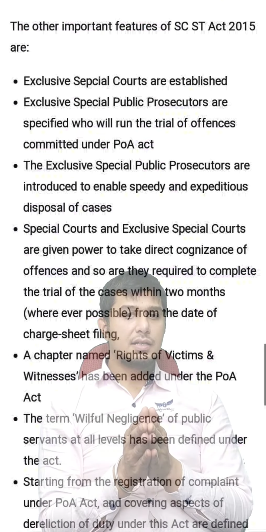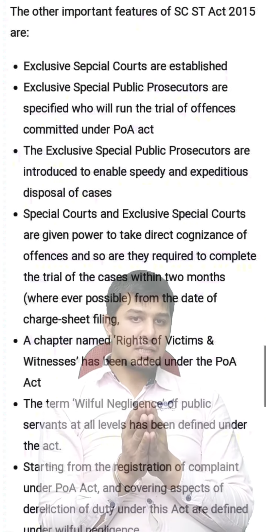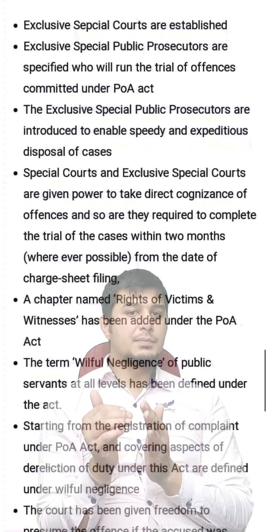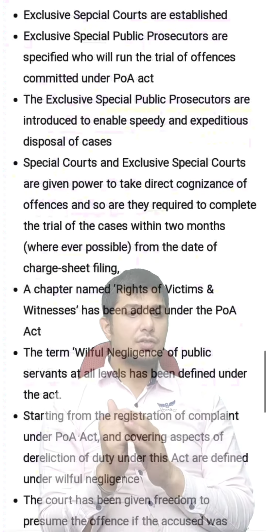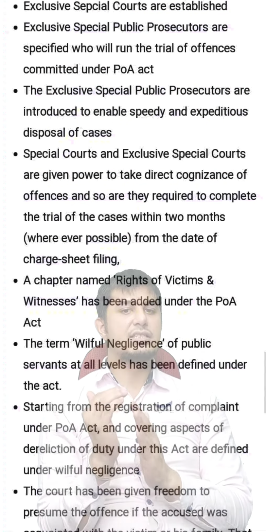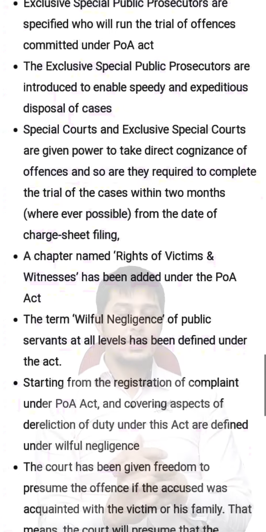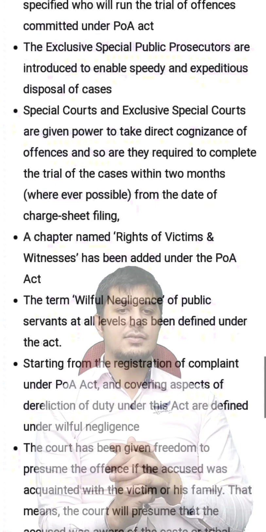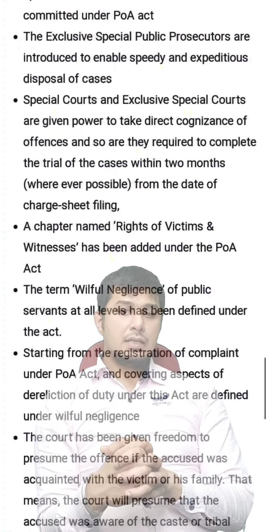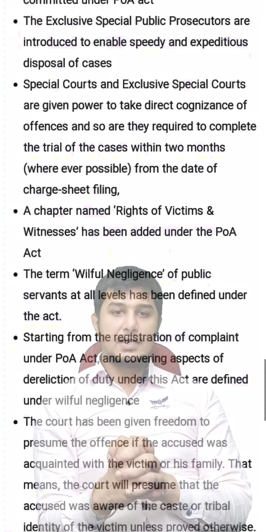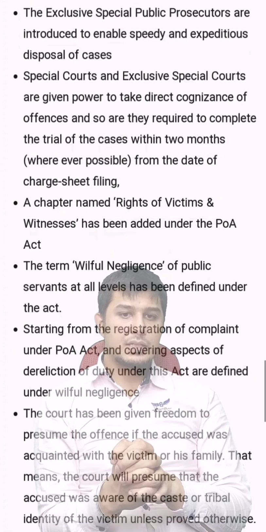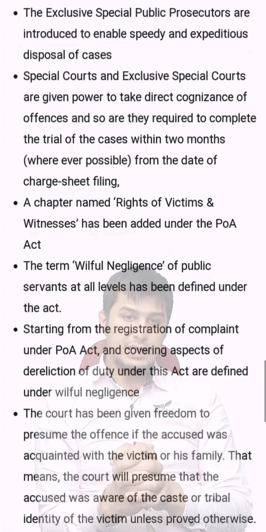specified who will run the trial of offences committed under the POA Act. The exclusive special public prosecutors are introduced to enable speedy and expeditious disposal of cases. Special courts and exclusive special courts are given power to take direct cognizance of offences, to complete the trial of the cases within 2 months, wherever possible, from the date of charge sheet filing.